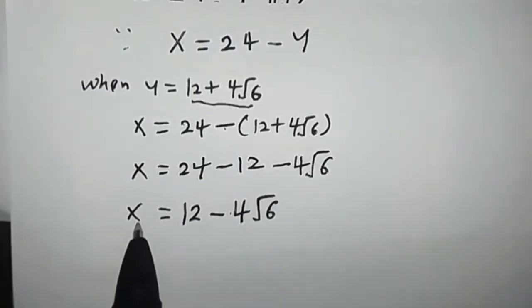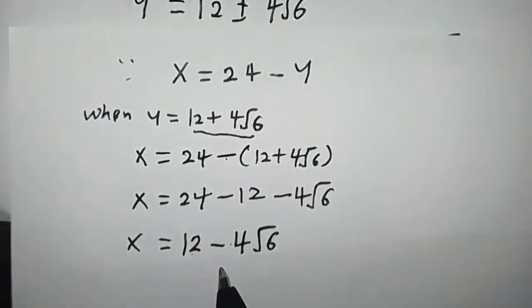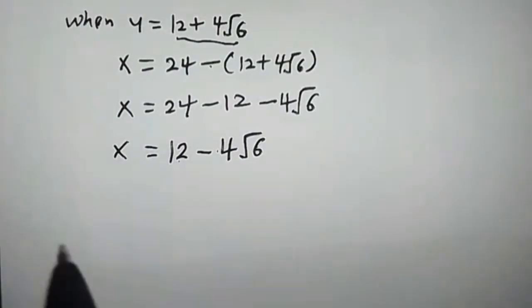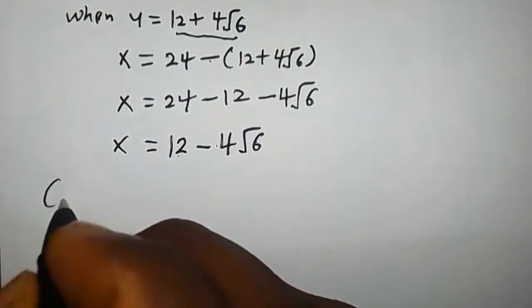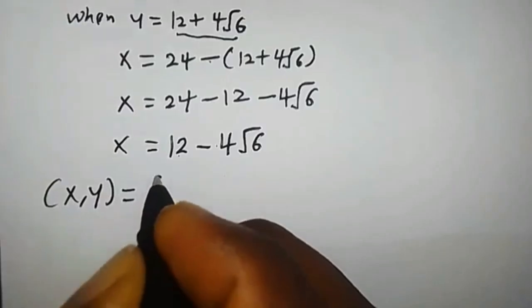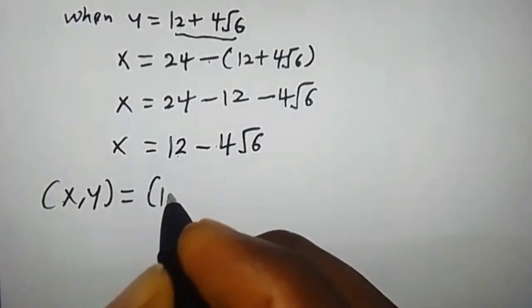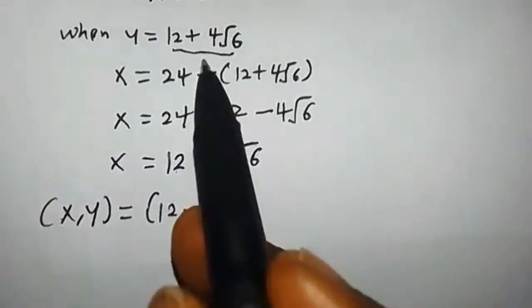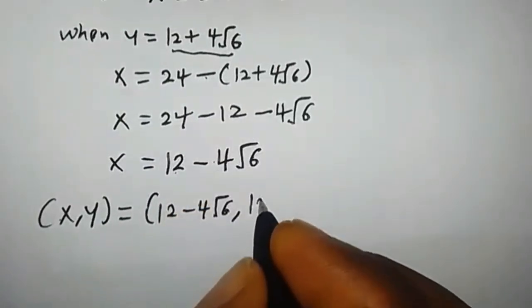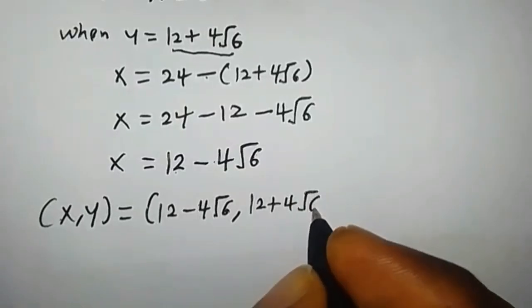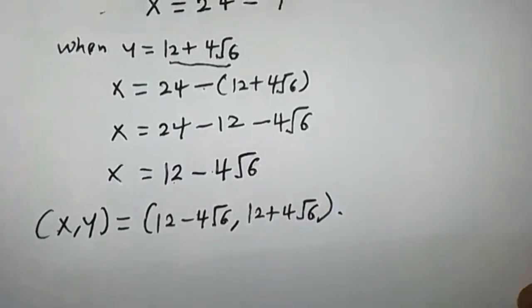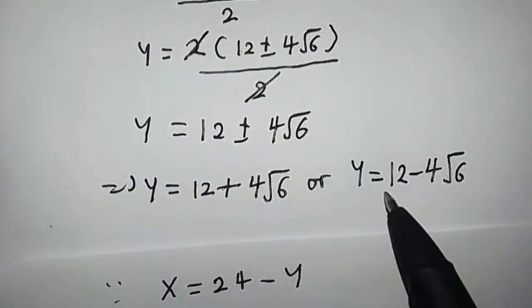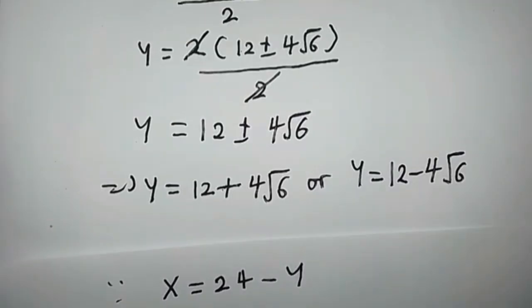That means when x is 12 minus 4 root 6, the value of y is 12 plus 4 root 6. Let us put that in a mathematical statement. X comma y equal to, x is 12 minus 4 root 6, and y is what? 12 plus 4 root 6. This is the first solution. Now, let's consider the other value of y, this one. Y equals to 12 minus 4 root 6.